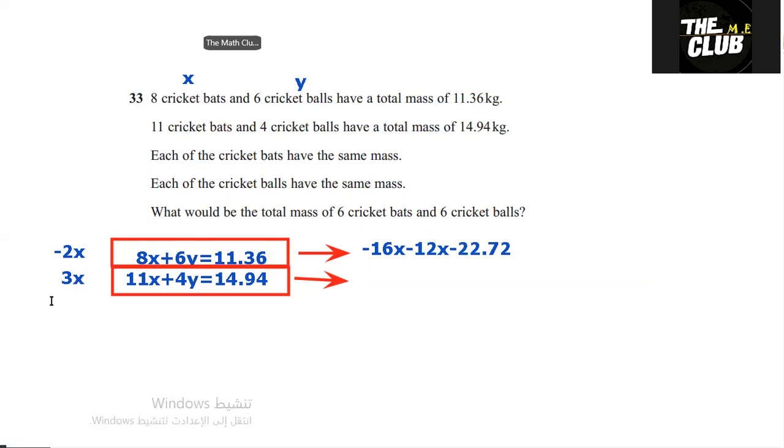Now let's move on to the second equation. Same idea. I'm going to multiply by 3. So 3 times 11 is going to be 33x. And then 3 times 4 is going to be 12y. And then here, 3 times 14.94. So 14.94 times 3 is going to be 44.82. And of course, don't forget the equal sign here.